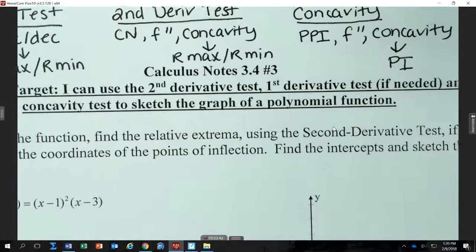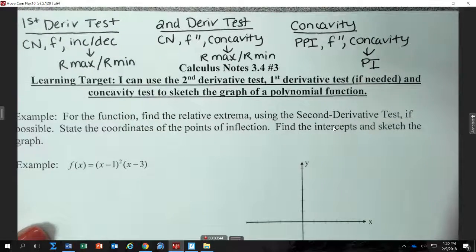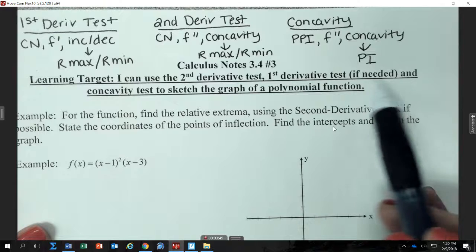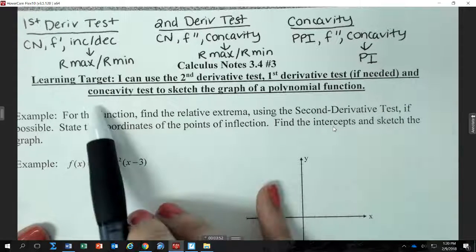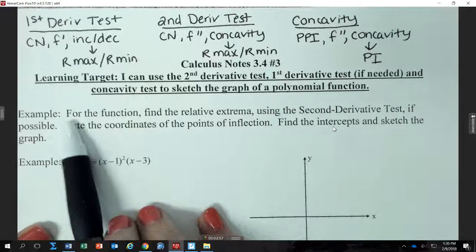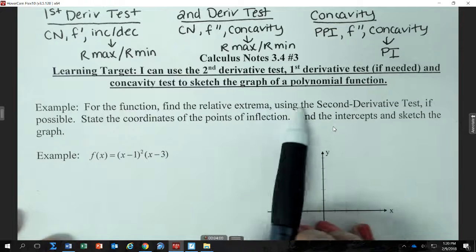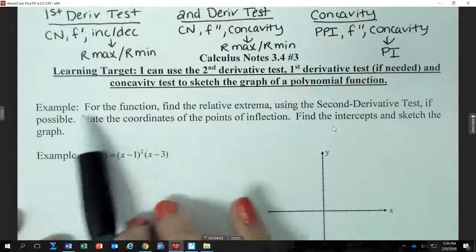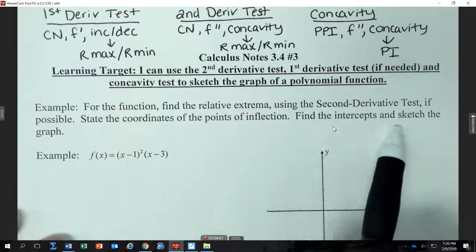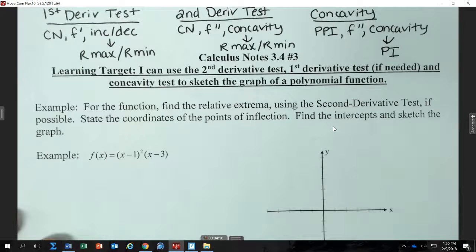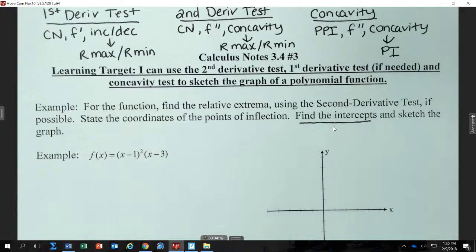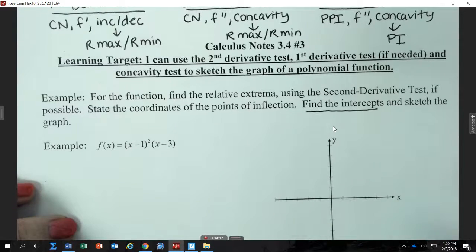Okay. So my learning target today is to use the second derivative test, the first derivative test if needed, right? I only need that if the second derivative test fails, and the concavity test to sketch a graph of the function. Okay? So it says for the function, find the relative extrema using the second derivative test, if possible. State the coordinates of the points of inflection, find the intercepts, and sketch the graph. Let's take care of intercepts first, because if I don't do it at the beginning, I will forget to do it at the end. So let's do that first.